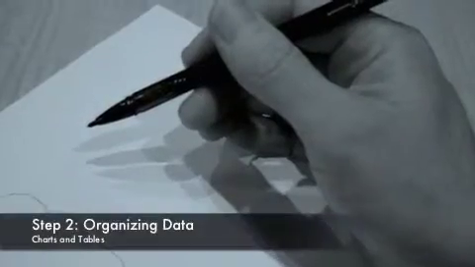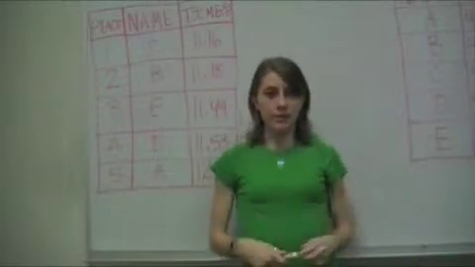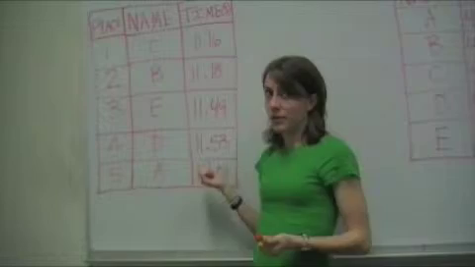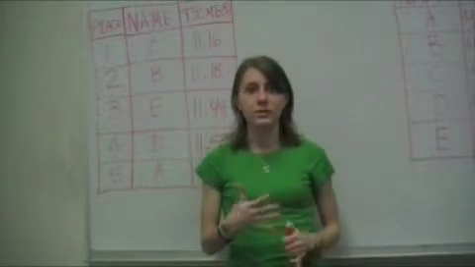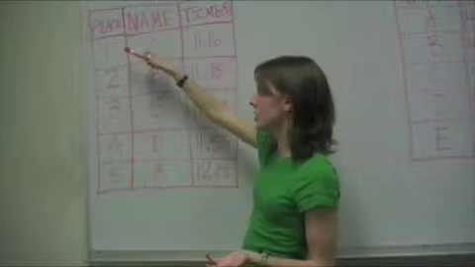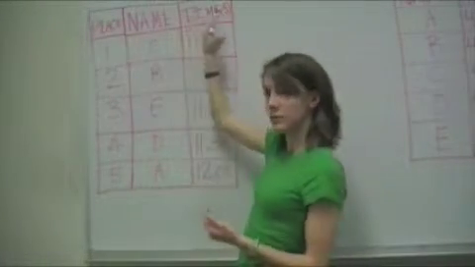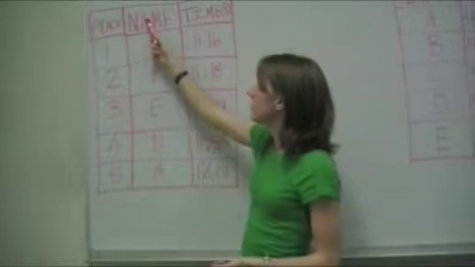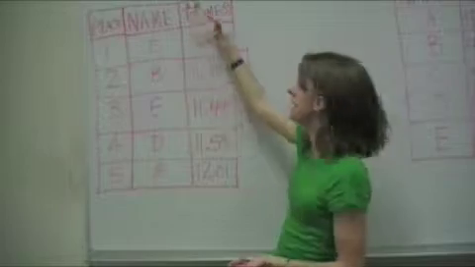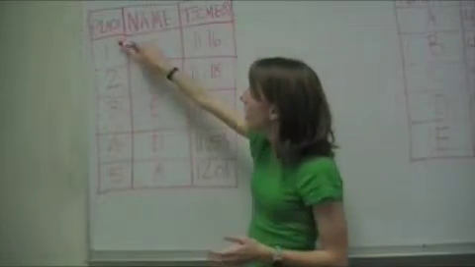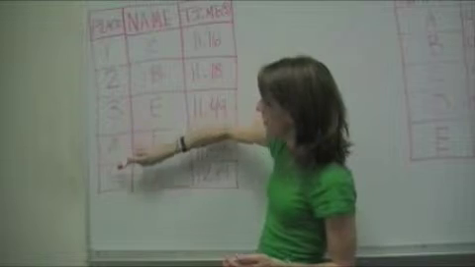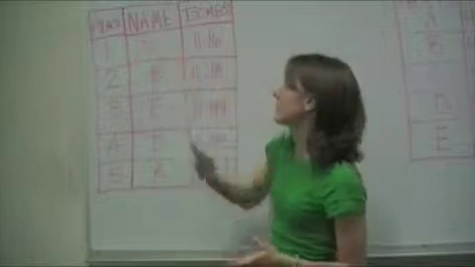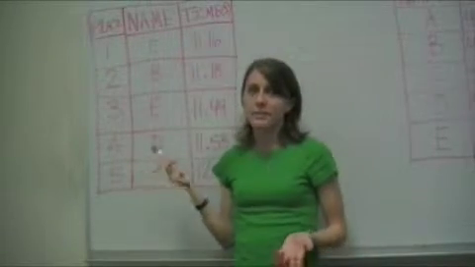Step 2. The next step is to organize the data. In order to do that, we create a chart or a table. Here's an example of a table for a race of 5 runners running a 100-meter dash. To create a chart, you need to put labels of what each column stands for. For this, I have the place, the runner's name, and the time they ran in seconds. Then I go down the column with first, second, third, fourth, fifth, the name that corresponds with what place, and what time they ran. This is one way to easily create a table.